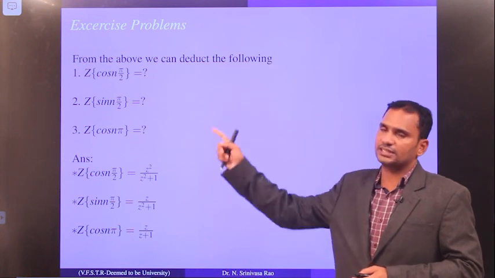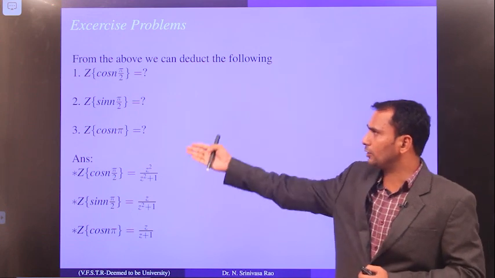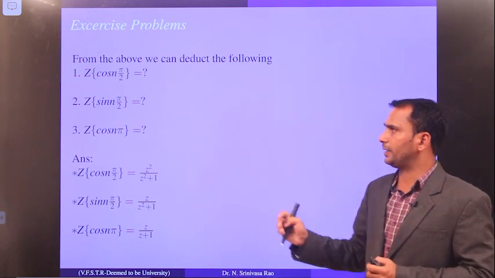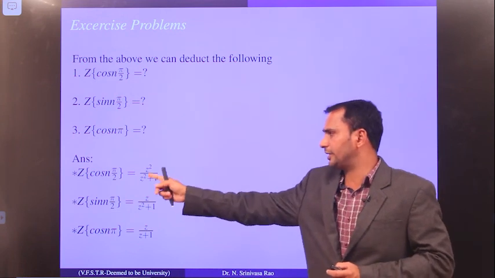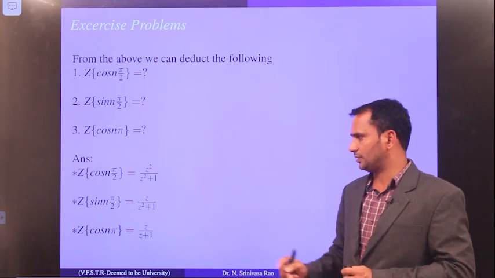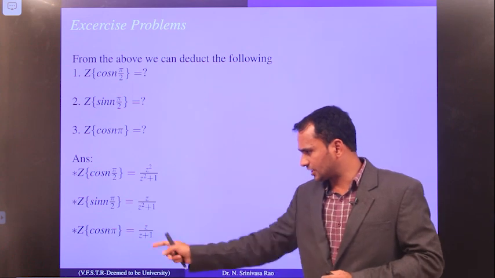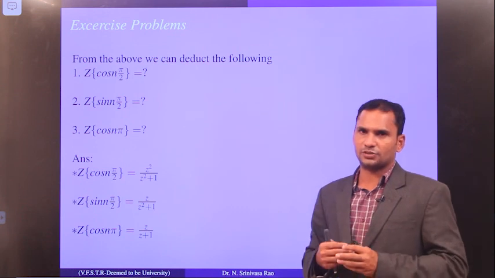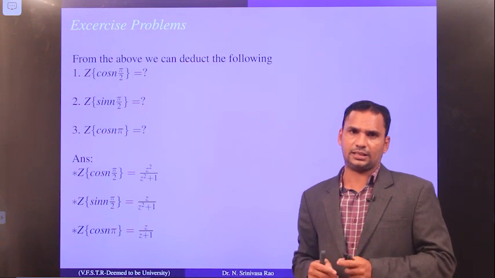Using the Z transform of sin n theta and cos n theta, we deduced the following: Z of cos n pi by 2 is z square by z square plus 1, Z of sin n pi by 2 is z by z square plus 1, and finally Z of cos n pi is z by z plus 1. These are the things we have discussed so far. The next topic we will discuss in the next class. Okay, thank you.